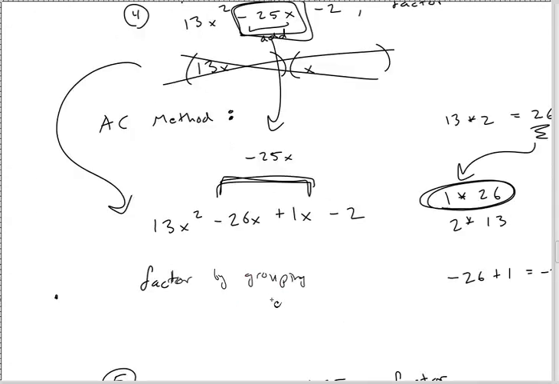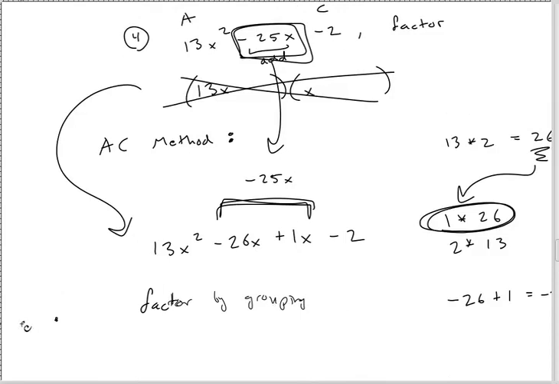Factor by grouping. And so what I want to do for the factor by grouping is group these like this, and I want to see what I can factor out of this. It's fine. So what do these have in common? Well, they both have a 13, actually, right? That's 13 times 2. And they both have an x. And so I can say this is 13x in the front, leaving behind an x minus 2. Okay, an x minus 2.